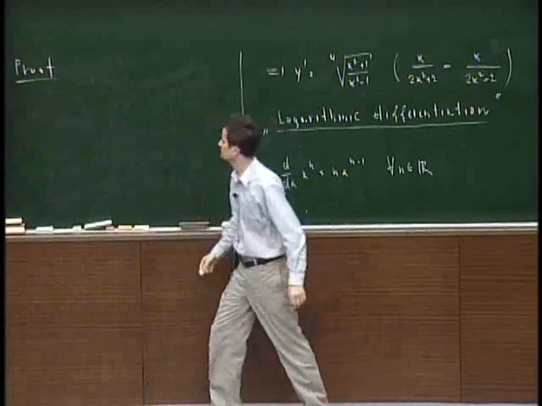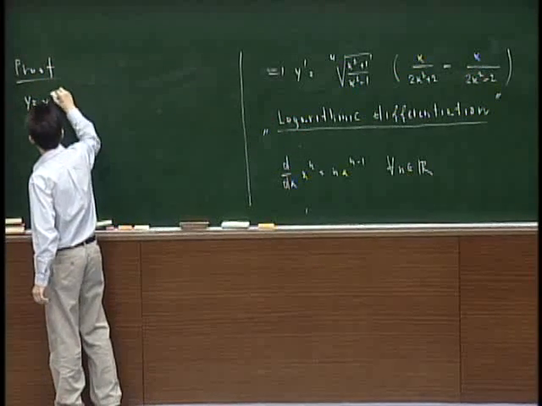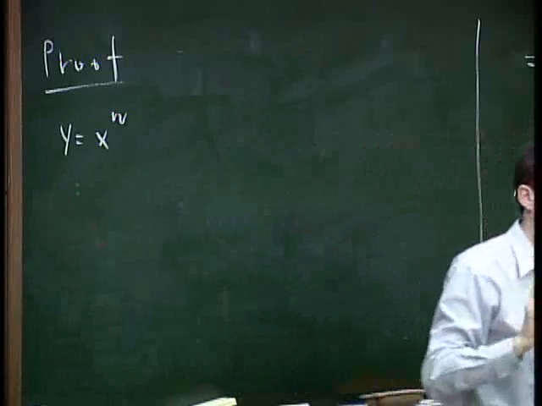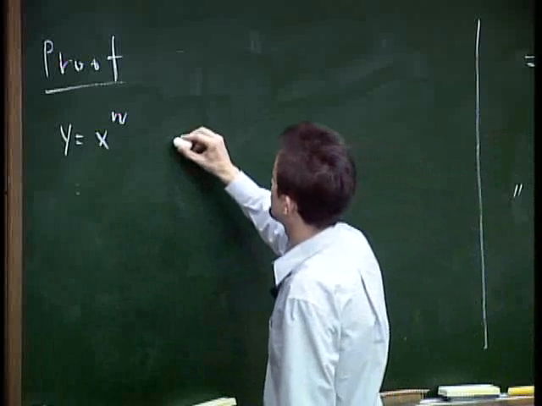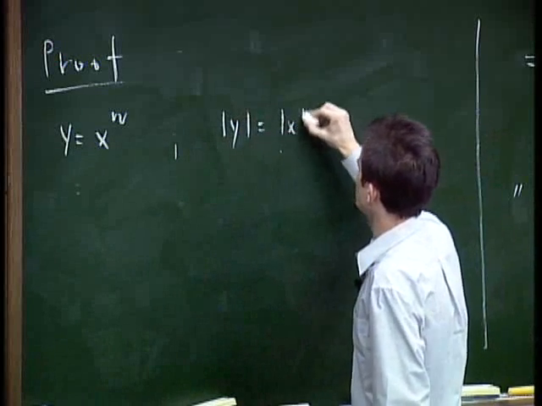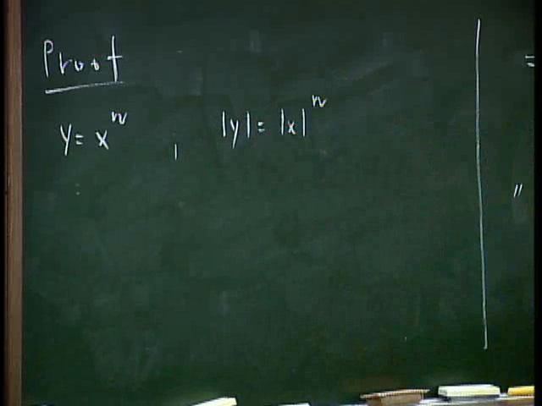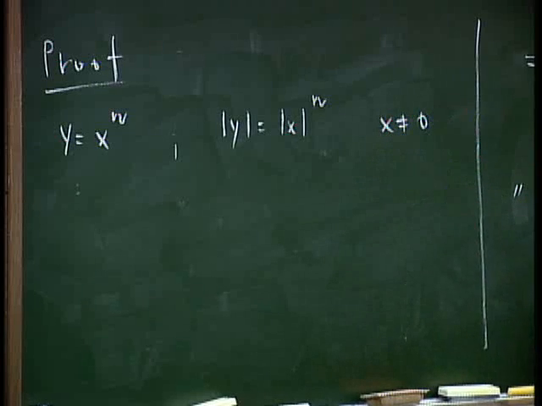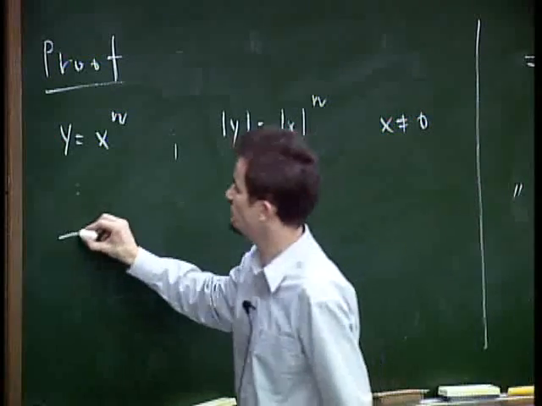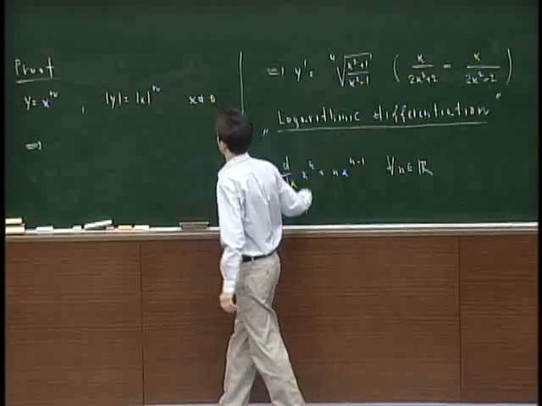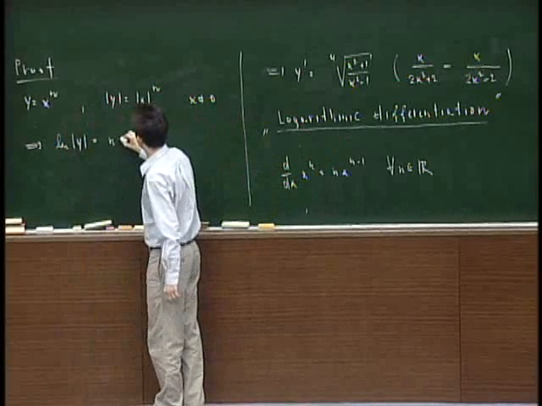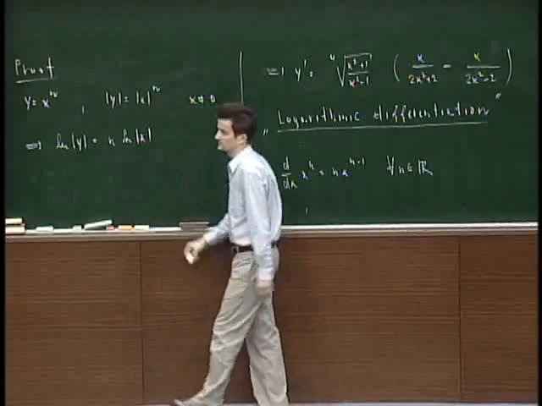Now our function is y equal to x to the n, and in this case sometimes we have problems, sometimes y might be negative, it depends on x and n, so actually it's better to look at the absolute value of y, which is then the absolute value of x to the n. We have to exclude x equal to 0 completely from our considerations. Now, what we do is we use this method of logarithmic differentiation. So we take the logarithm on both sides. Ln of absolute value of y is equal to n times the ln of absolute value of x.